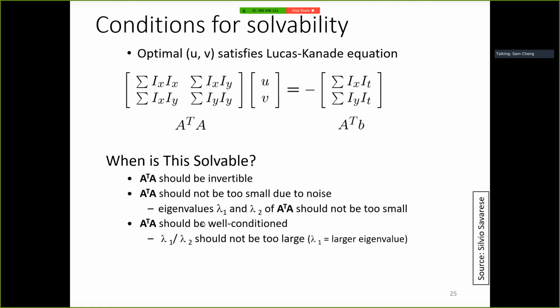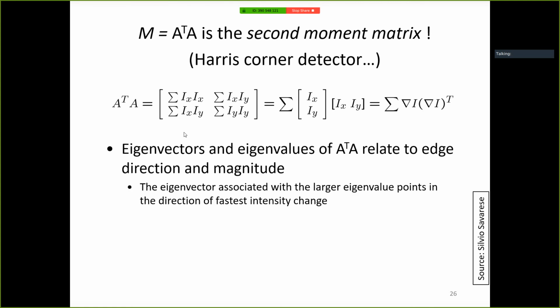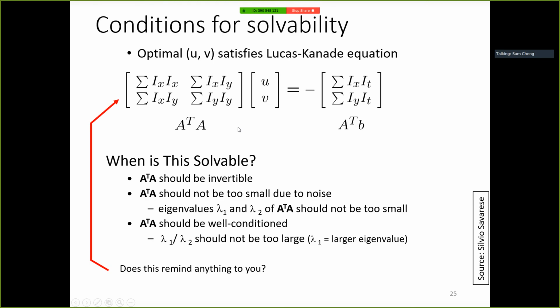This is actually the M matrix we have for the corner detector. So the problem is basically this again: A transpose A multiplied by this guy is equal to this, right? Or we want to solve this UV here, take the inverse, is equal to this guy.